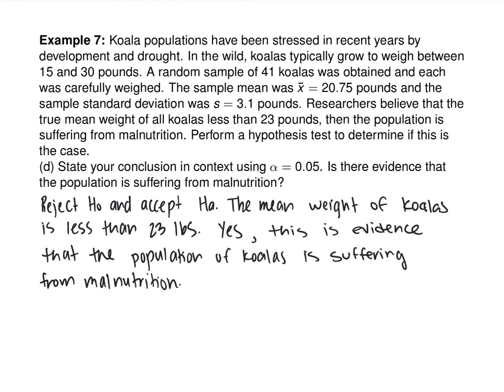And the reason you can be pretty certain of that is you took a sample of 41 koalas. You didn't just find the one fattest koala possible and say, no way, there's this fat guy, and therefore there's no malnutrition. You have to take a large sample and look at the average of that sample to draw these conclusions. Okay, that's it for the first lesson in chapter 13.